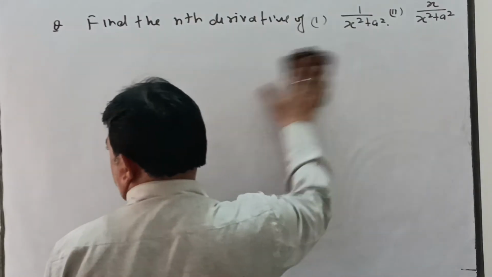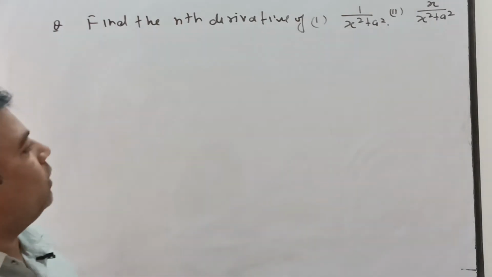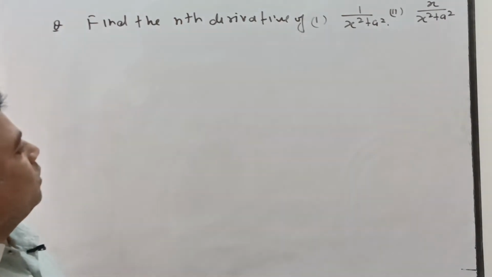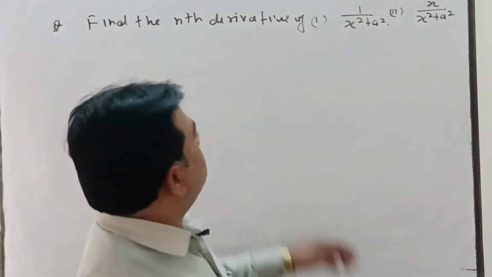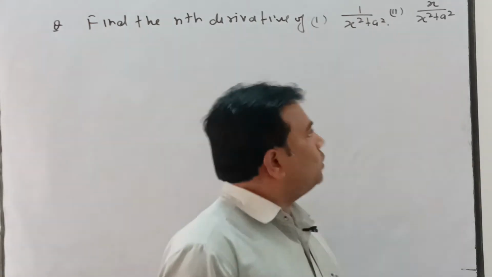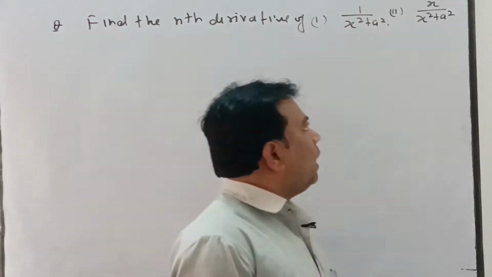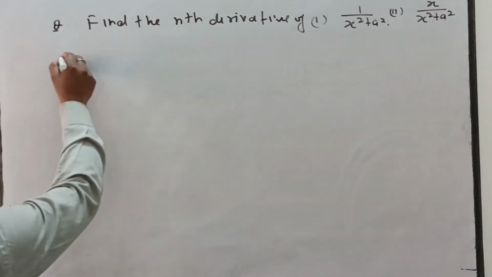We discussed in previous classes how to find the nth derivative of the given functions. So in this series we are discussing some most important questions. Find the nth derivative of 1 upon x square plus a square, and the second part, x upon x square plus a square. Now we start question number one.